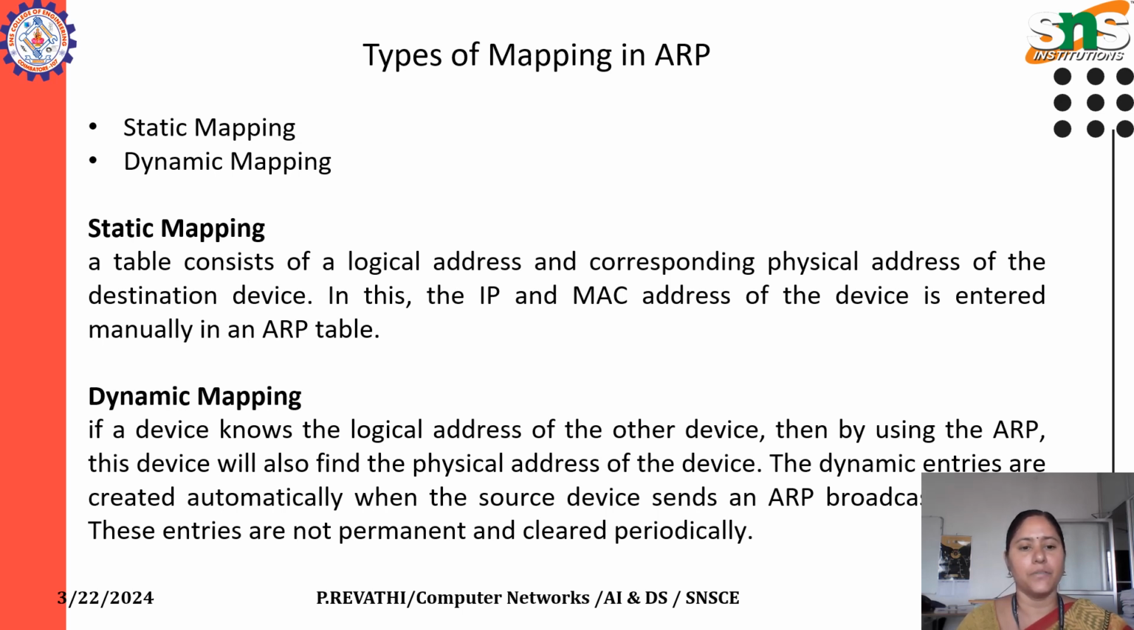Dynamic mapping. If a device knows the logical address of the other device, then by using the ARP, this device will also find the physical address of the device. The dynamic entries are created automatically when the source device sends an ARP broadcast. These entries are not permanent and cleared periodically.